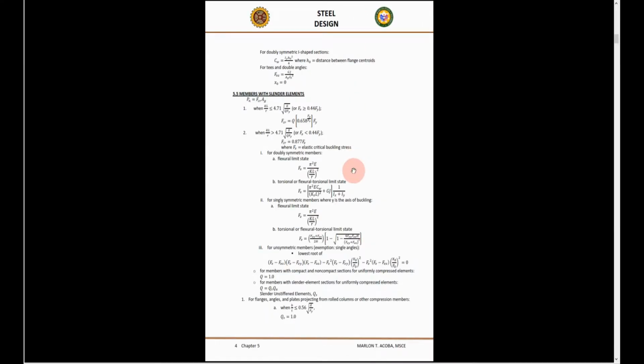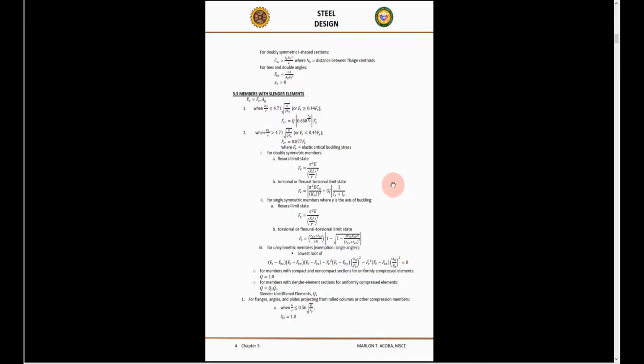We also have here for members with slender elements, in which our nominal strength is also equal to the buckling stress multiplied by the gross area, and it provides here different conditions also. So we have for doubly symmetric members. By the way, members with slender elements experience two limit states, which are the flexural limit state and the torsional or flexural torsional limit state. So these are the formulas and the conditions.